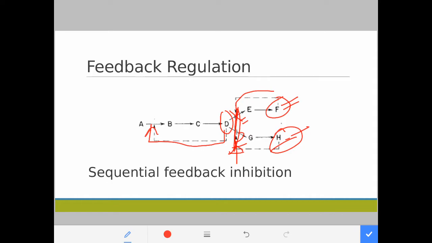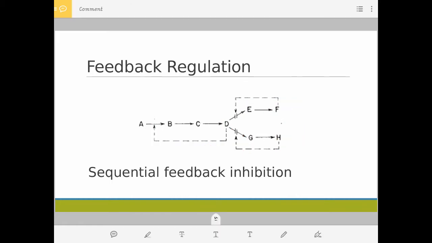So in this type of mechanism, the control here is that you can still produce one of the products of a branch pathway even in the abundance of the other product. But you can stop the overall production if both are abundant. And the good thing here is that they just stop the enzyme at the branch point so that the other branch is not affected. So that's for sequential feedback.